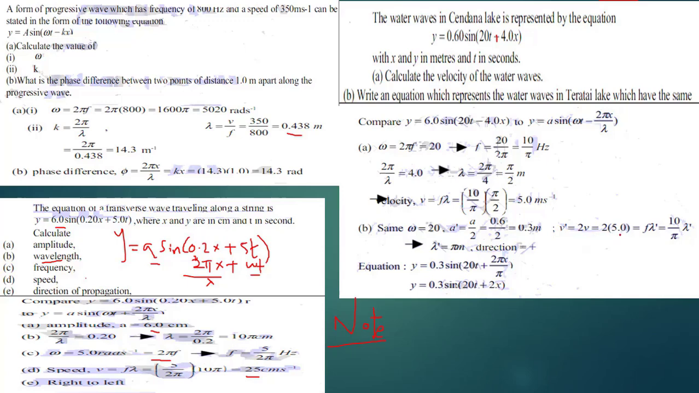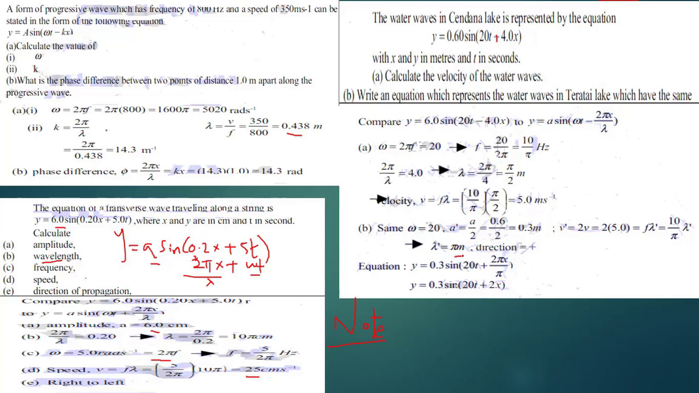The frequency remains the same, but the wavelength changes, because when you change the velocity you are changing the wavelength while maintaining the frequency of the wave. The frequency of the wave can be maintained because we want the time taken for the wave to pass to remain the same. So the frequency remaining constant, the wavelength changes, and we have the new wavelength which is pi meters.